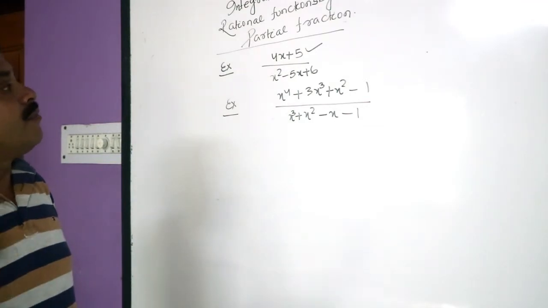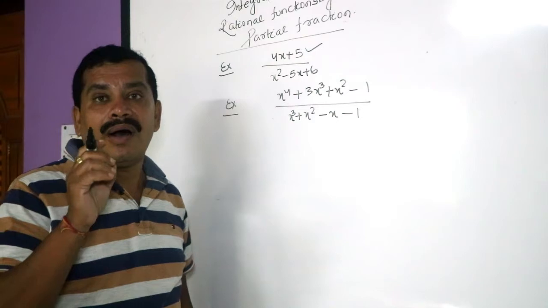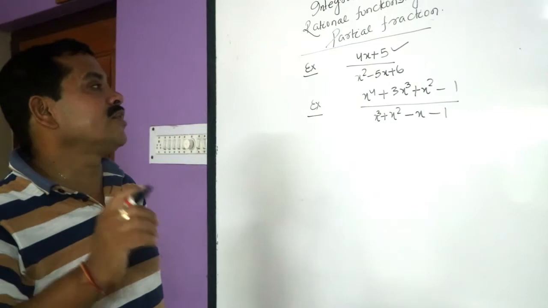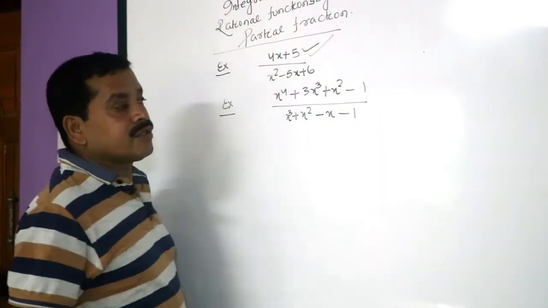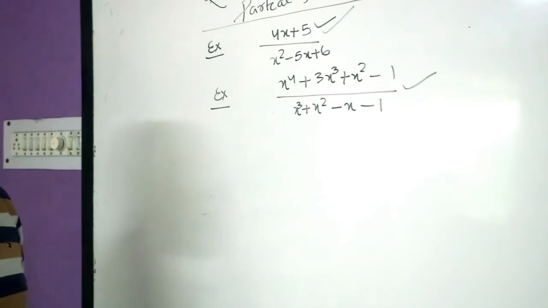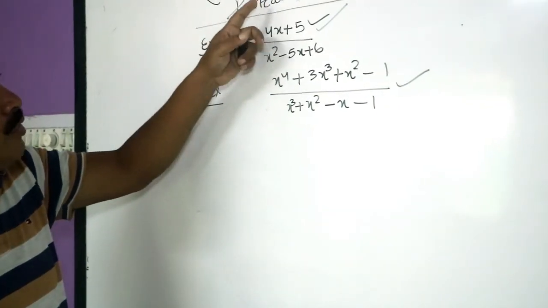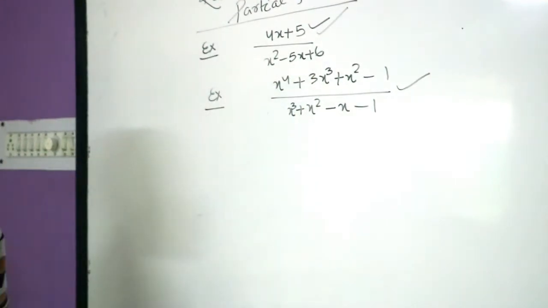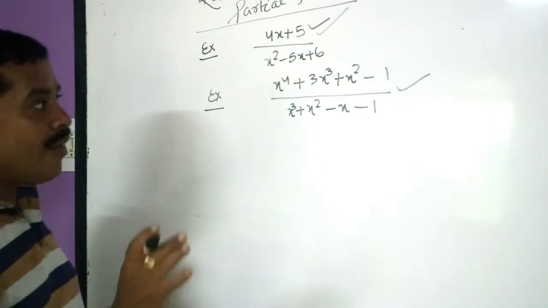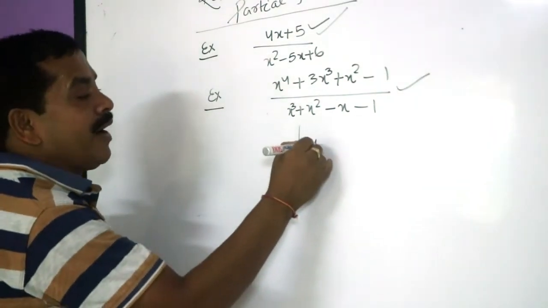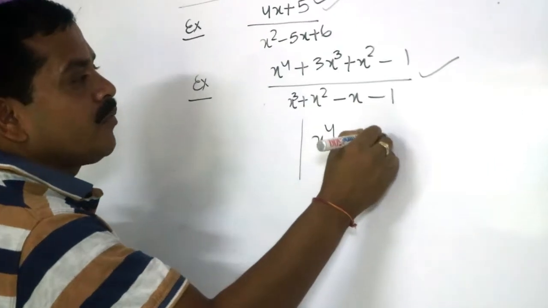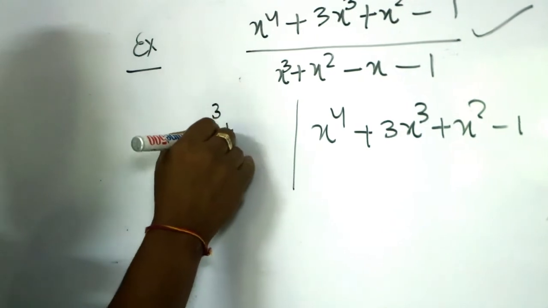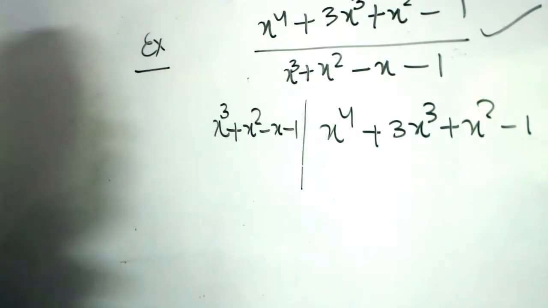When we apply the method of partial fractions, our aim is to convert the rational function to a proper rational function. This one is a proper rational function, but this is not. So, before using the method of partial fractions, we have to convert this rational function to a proper rational function. How can we convert? First, we have to divide x4 plus 3x cube plus x square minus 1 by x cube plus x square minus x minus 1.